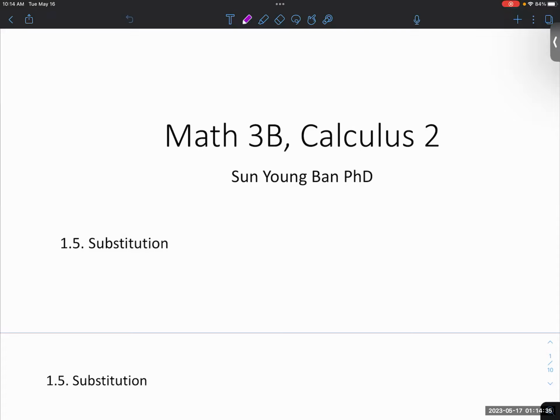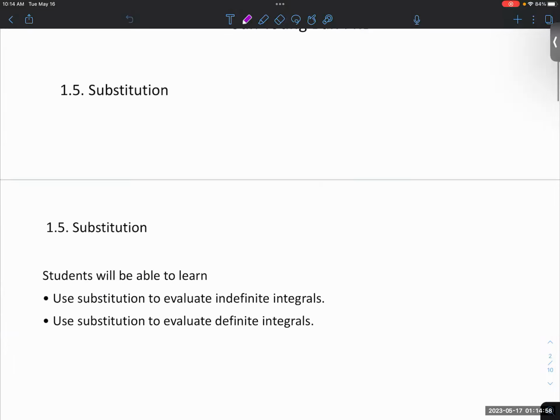So in this video, we are going to talk about 1.5 substitution method. This is one of the integral techniques that you're going to use a lot the entire semester. I'm going to give you the idea, why and how we're going to use this. So let's take a look at the definition of the substitution integral technique.